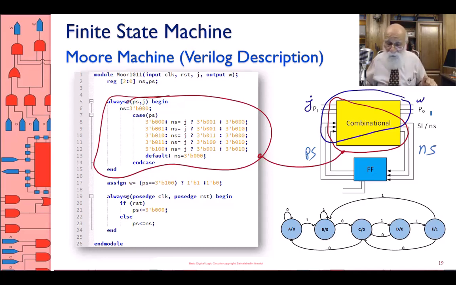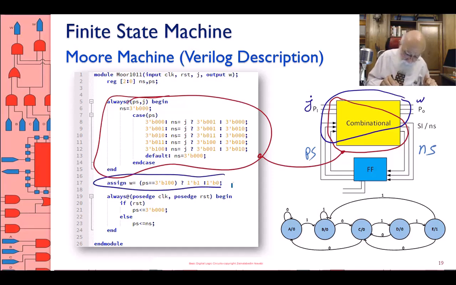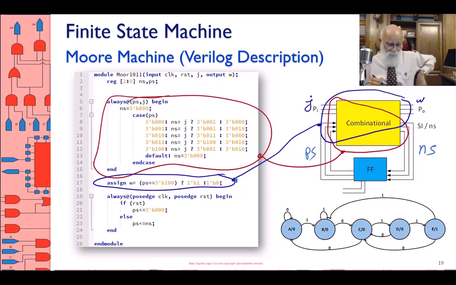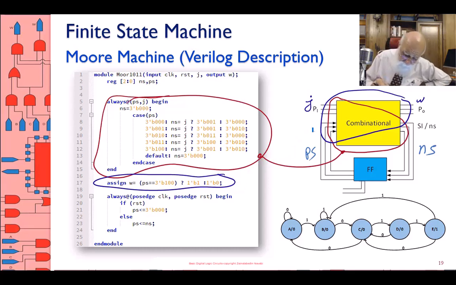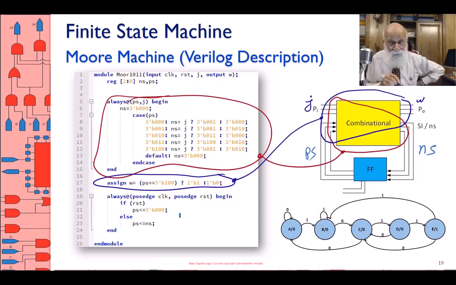And then you have the output, which is this. Notice that the output says, if my present state is 100, which is the state E, my output is 1. And this is exactly what I'm saying in this state diagram. So there is a one-to-one correspondence between this Verilog description and this state diagram.